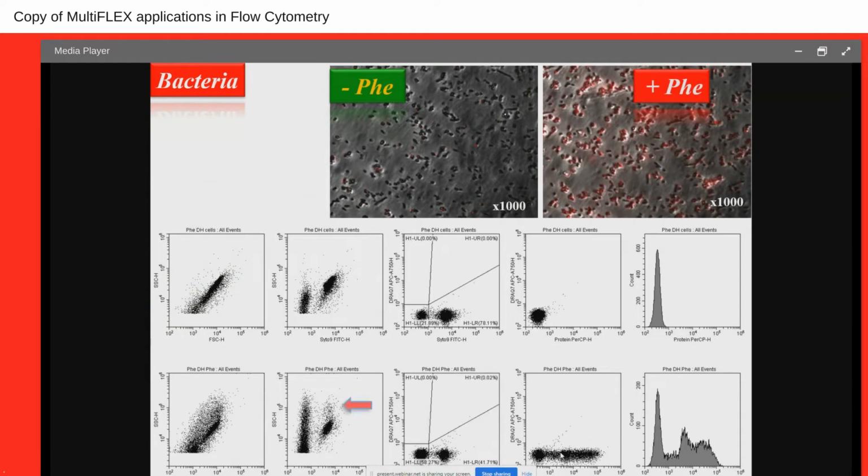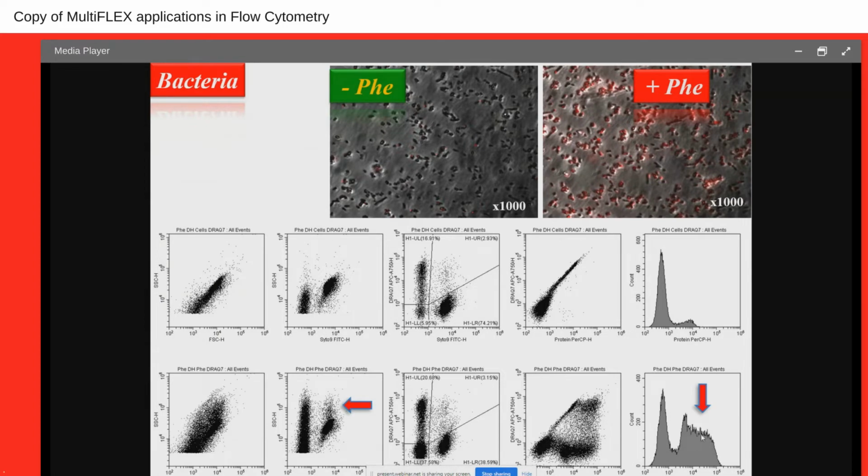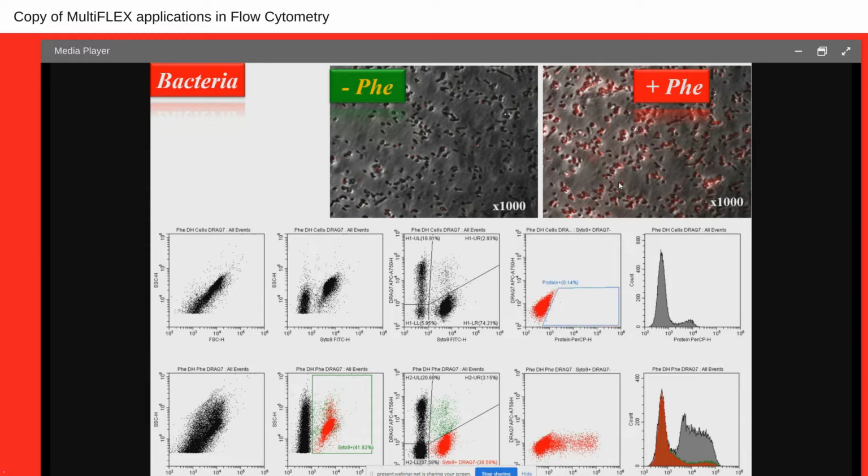When we look at DRAQ7, we can see that there are a lot of dead cells here. And what is happening here? It increases here because of the DRAQ7 overlapping, but at the same time, we can see that most of them are dead. When we look only at the live cells, the level of expression is very low. But now we have this group here that we know are bacteria, that they are alive, and they have the protein of my interest. Those are the ones that we want to sort, not the other ones.